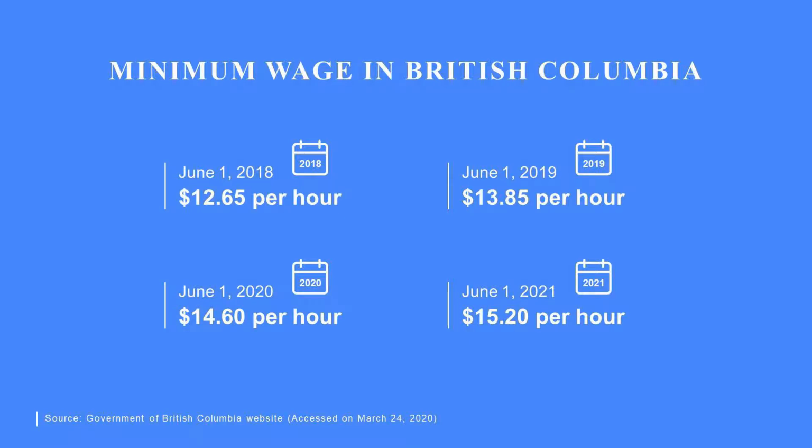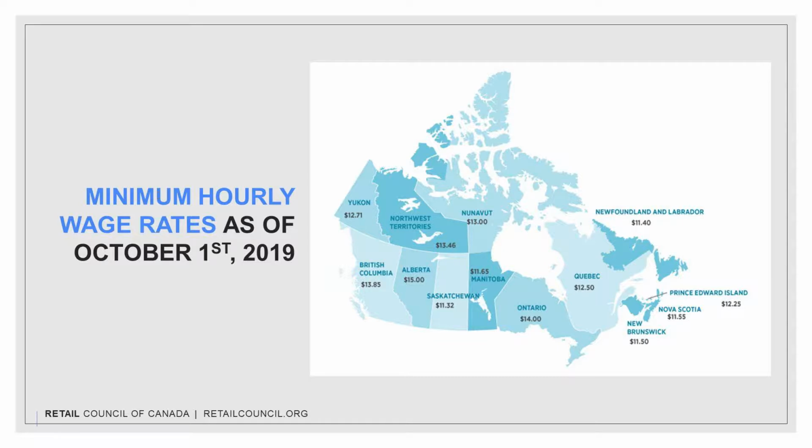In British Columbia, the actual minimum wage is $13.85 per hour and will rise to $14.60 next June. In the Canadian scenario, BC has the third highest minimum wage in the country, just behind Alberta and Ontario.